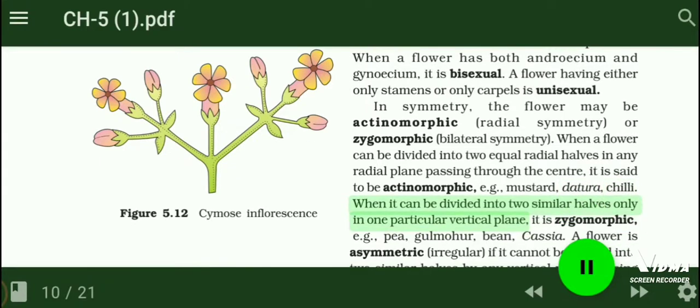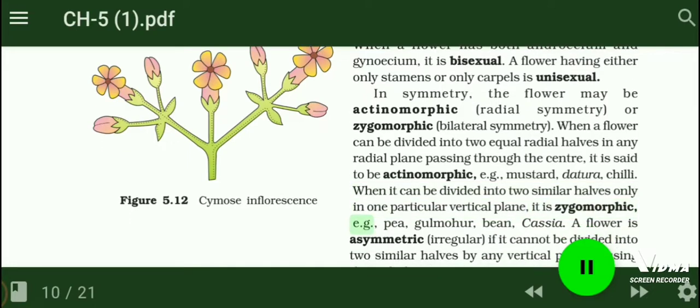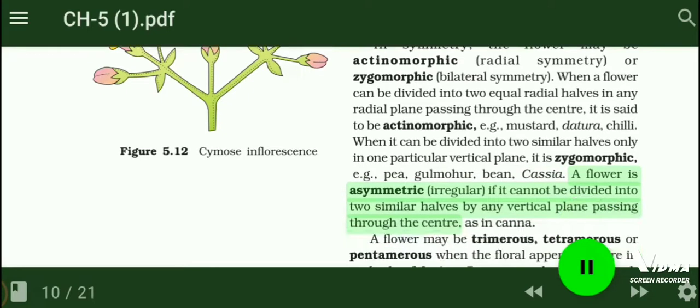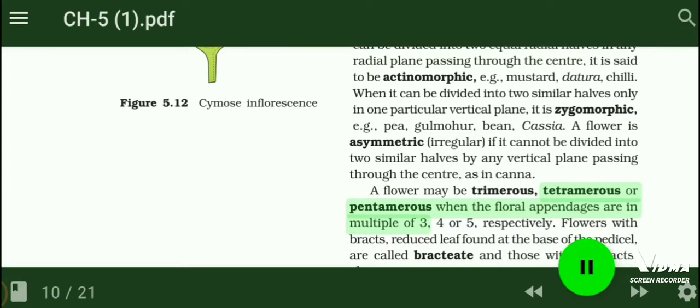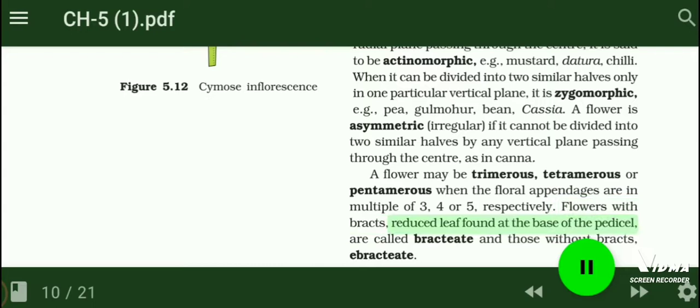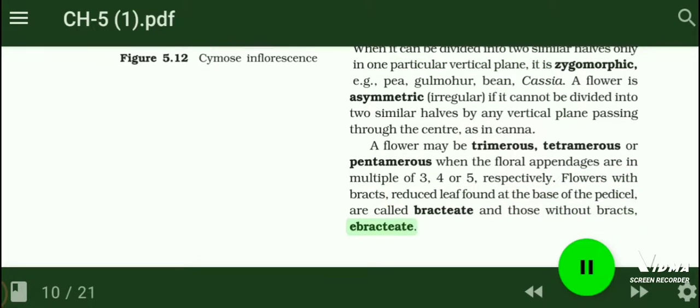When it can be divided into two similar halves only in one particular vertical plane, it is zygomorphic, e.g., pea, gulmohar, bean, cassia. A flower is asymmetric (irregular) if it cannot be divided into two similar halves by any vertical plane passing through the center, as in canna. A flower may be trimerous, tetramerous or pentamerous when the floral appendages are in multiple of 3, 4 or 5, respectively. Flowers with bracts, reduced leaf found at the base of the pedicel, are called bracteate and those without bracts, abracteate.